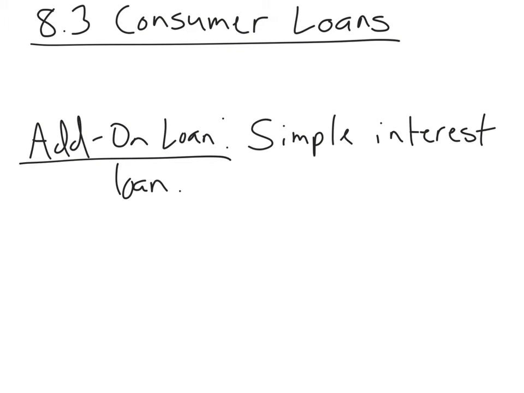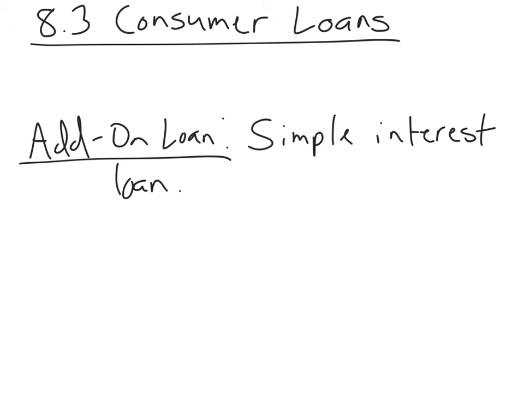Hello everyone, this is 8.3 Consumer Loans. We're going to talk about a type of loan called an add-on loan, and then we're going to talk about credit cards in two different ways that credit card companies can charge you or calculate the interest that they charge you.